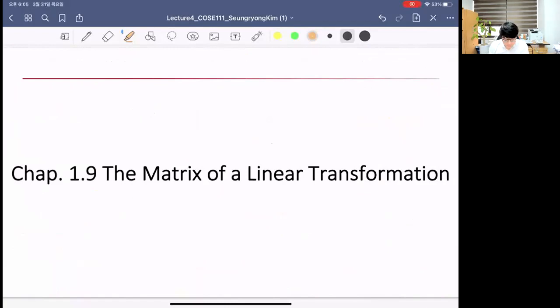No? Okay, that's it. This is the end of today's lecture and the end of chapter 1.8. Next week, we'll move to chapter 1.9, the matrix of the linear transformation. Okay, that's it. This is the end of today's lecture. Thank you very much and see you next week.